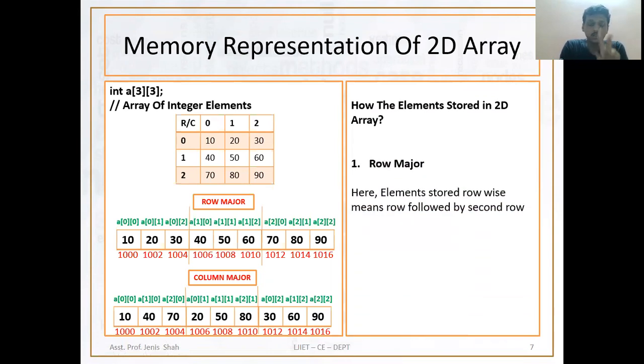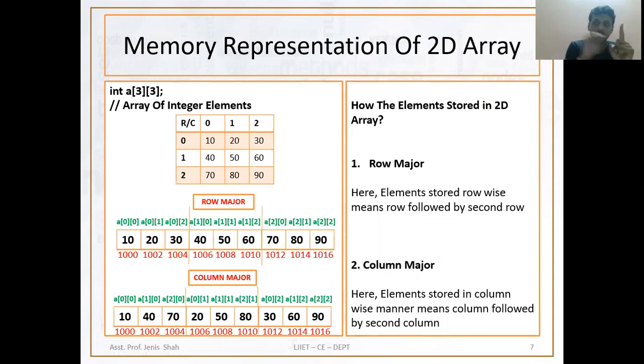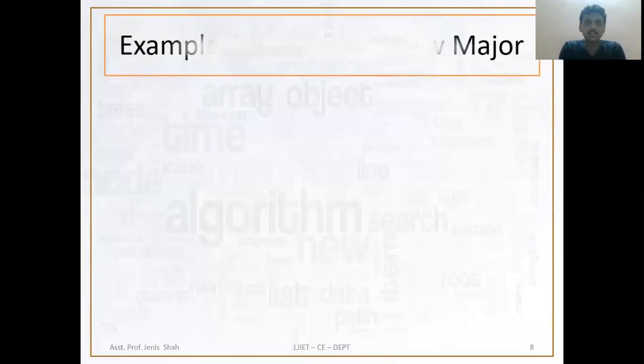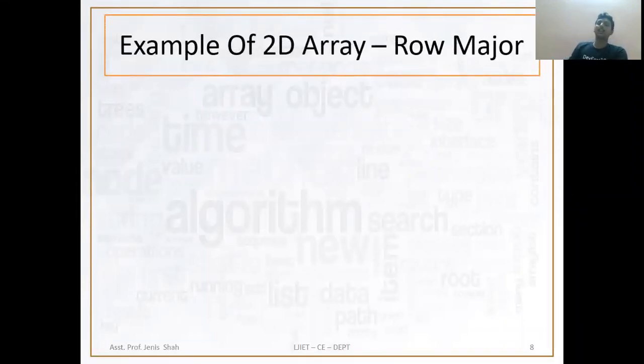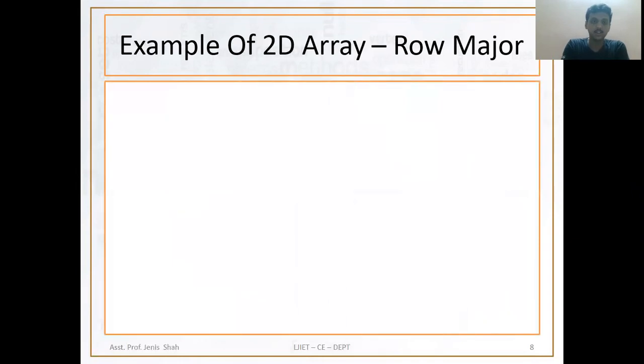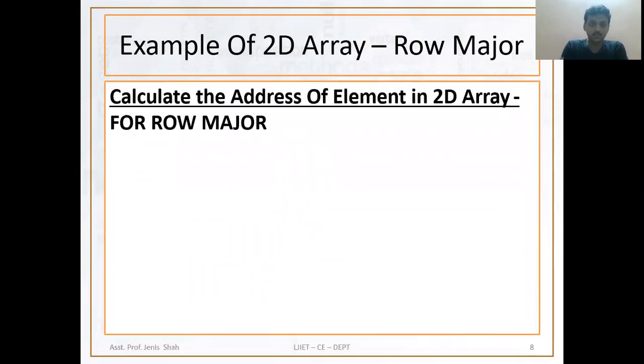In two different ways. One is row major, where each and every element is stored row wise. In column major, elements are stored column wise. Okay, fine. Next, example of 2D array, row major. Please watch it carefully.